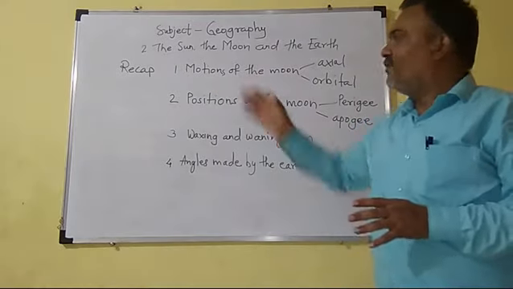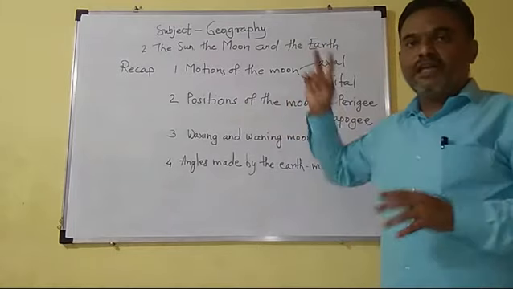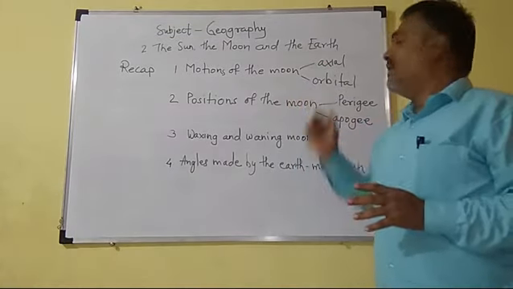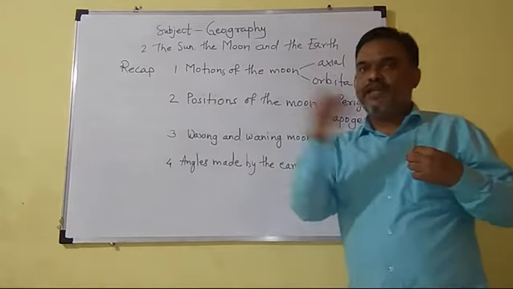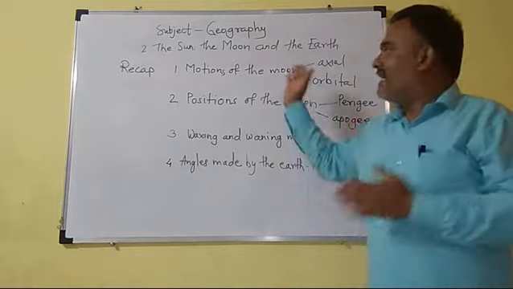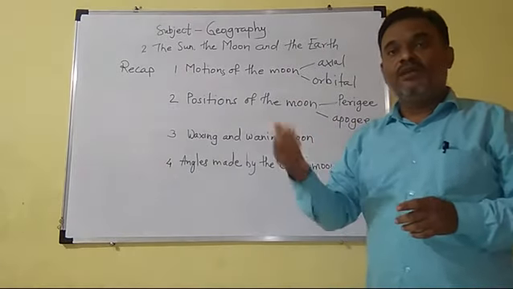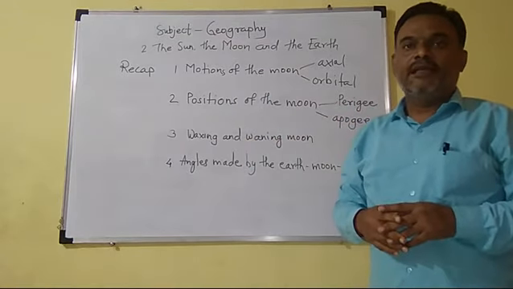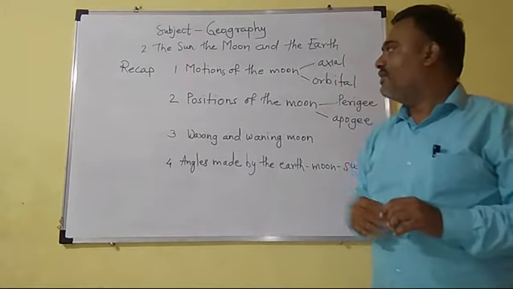The first point we studied in the last period was the motions of the moon. There are two motions of the moon, the axial motion and the orbital motion. When the moon rotates, spins around its own axis, that motion is called the axial motion of the moon. And when the moon revolves around the earth in its own orbit, that motion is called the orbital motion of the moon.